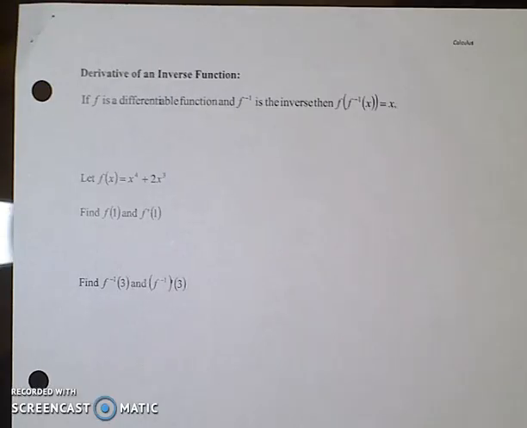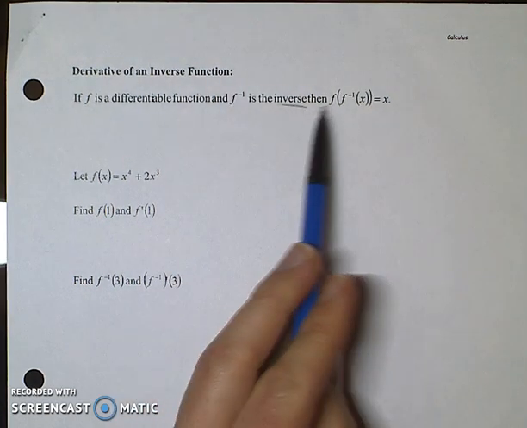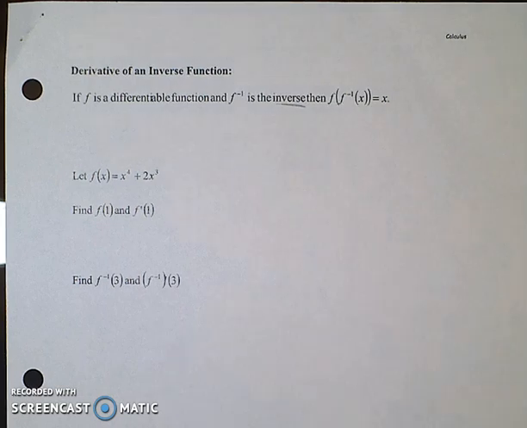So that's the other part of chain rule. Now the other concept that we're going to look at here is the derivative of an inverse function. And this can get a little tricky, and it shouldn't be that bad if we think of the rule that you learned last year, that for an inverse function, f of f inverse of x needs to equal x. It's a composition. So if f is a differentiable function, then f inverse is the inverse, and that is true.